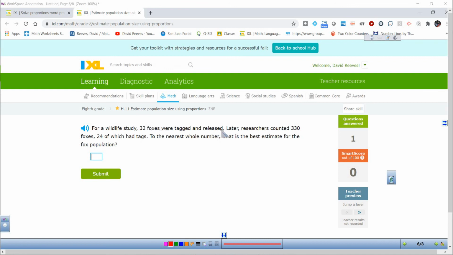32 foxes were tagged and released. Later, researchers counted 330 foxes, out of which 24 had tags. Okay, so we've got 24 tagged. Let's see if I can get this one right. 24 tagged out of a total of 330 population. Okay? All right, how many were originally tagged? 32 were tagged. And again, that population is unknown. Okay, so we got 24 over 330 equals 32 over x.